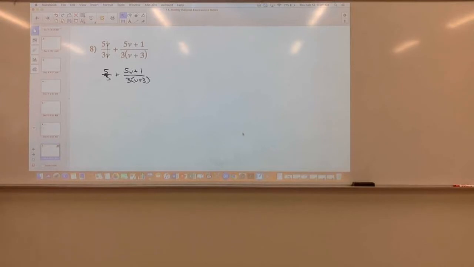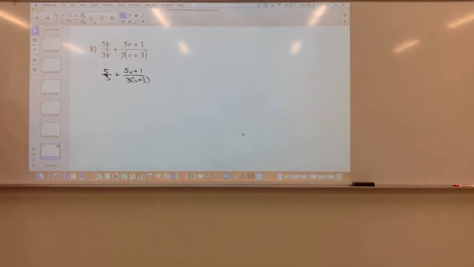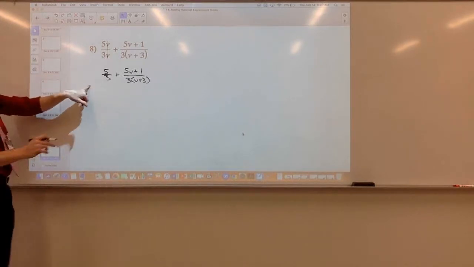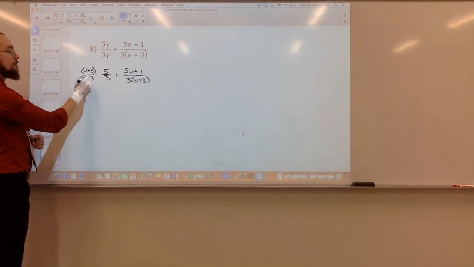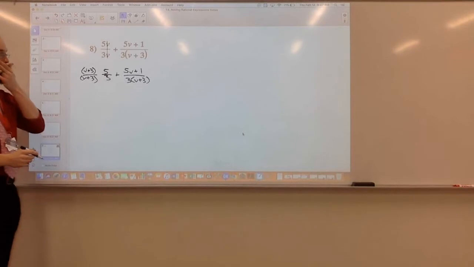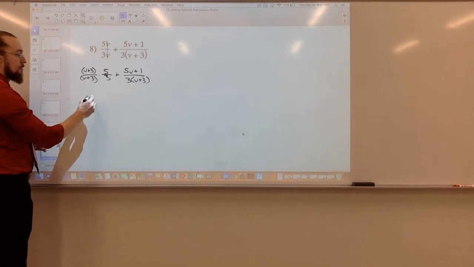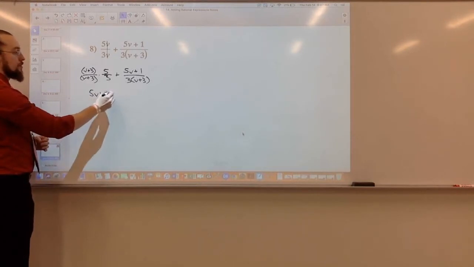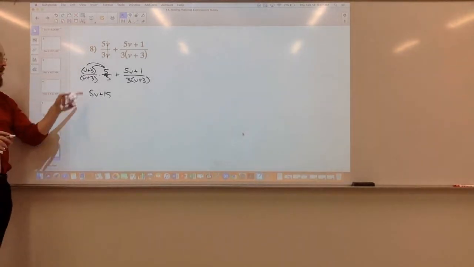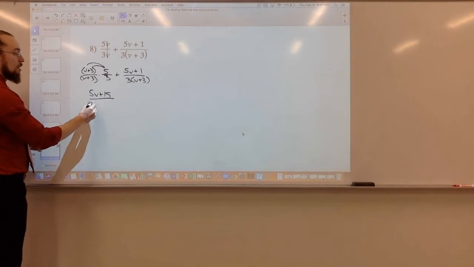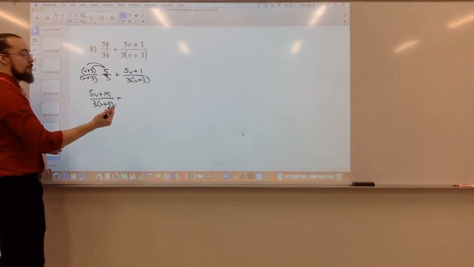So now if I look at my denominators, I have 3 and 3 times v plus 3. I need a v plus 3 over here, right? So I can multiply top and bottom by v plus 3. So what will I get? My numerator here: 5v plus 15, right? We're distributing that 5 to both of those pieces. So 5 times v is 5v, 5 times 3 is 15. We can just leave that as v plus 3 times v plus 3.